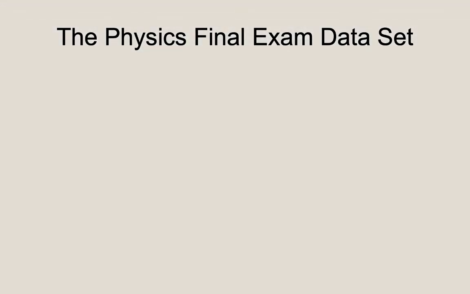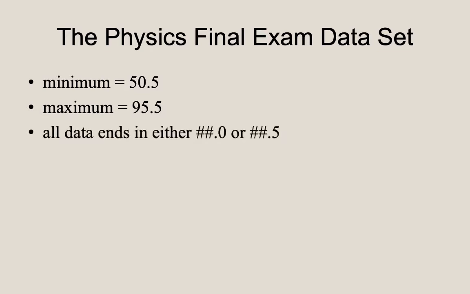Now that you've had a chance to reflect on the data, a few things that people have noticed in the past are the following. Most people pick up right away that the range of the data is from 50.5, the minimum, to 95.5, the maximum. And another key feature that jumps out at a lot of people is that all of the data appears to end in a 0.0 or a 0.5, which seems to suggest that the discrete unit is probably 1/2. For example, however the points were scored on the test, it appears that partial credit may have been awarded in increments of 1/2 of a point.